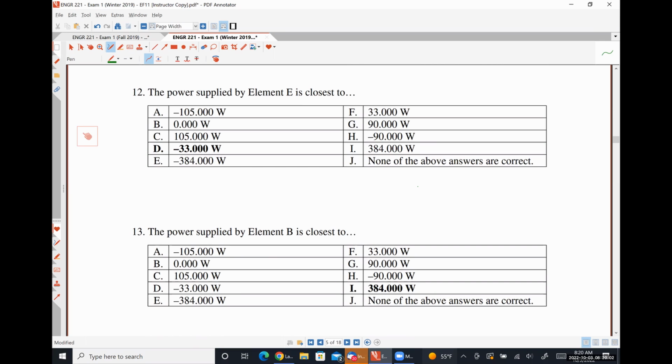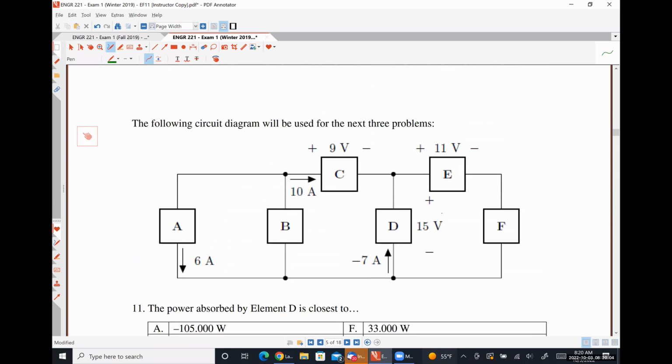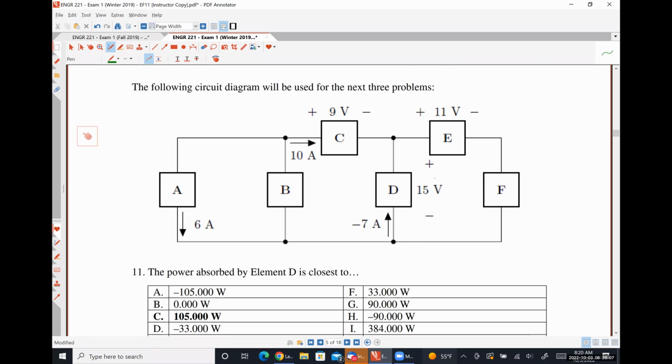Power supplied by element B. All right, so let's look at this thing here. If I apply Kirchhoff's current law at this node right here, I have 6 amps flowing out of the node, 10 amps flowing out of the node, which means I need 16 amps to be flowing into the node from Kirchhoff's current law, right? So I have a 16 amp up.